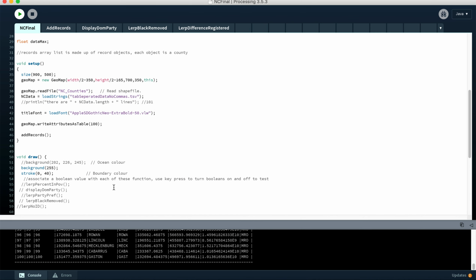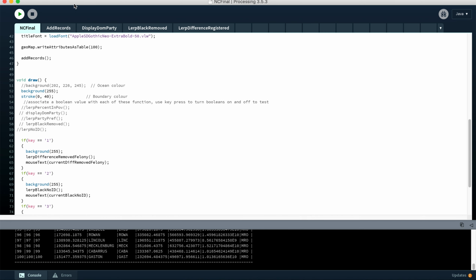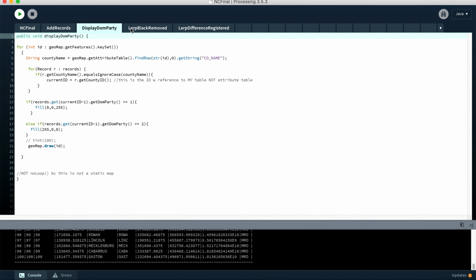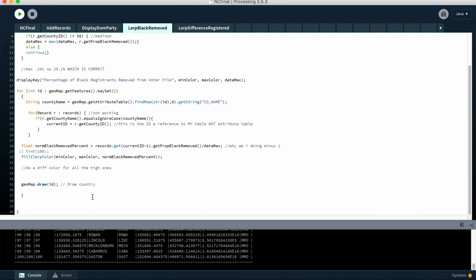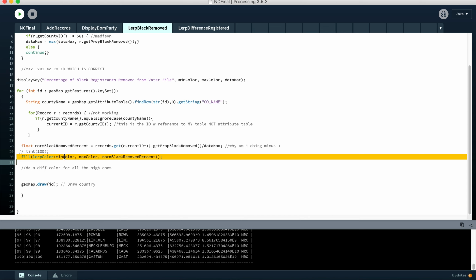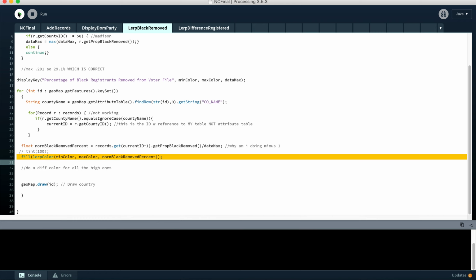So we can look a little bit at my code. I basically am setting each of the counties to be a specific color using this LORP color feature. And I'll show you kind of what that looks like.